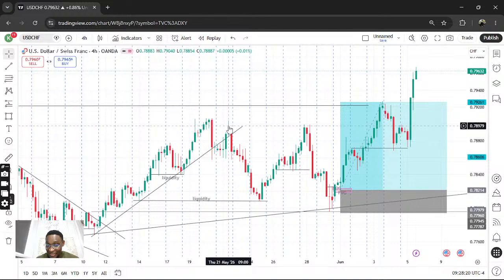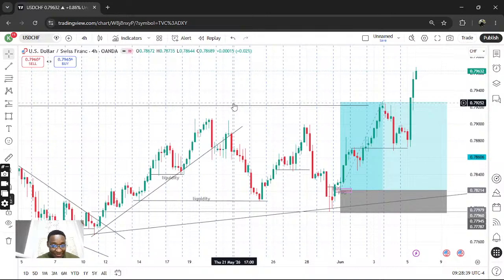So entering at this particular point to continue going up would have been a mistake. You would have lost if you did such a thing. So what happened? It went down, took out this particular liquidity here and traded to this point. So now let me remove this so that everything will be clear. We won't have a lot of lines.